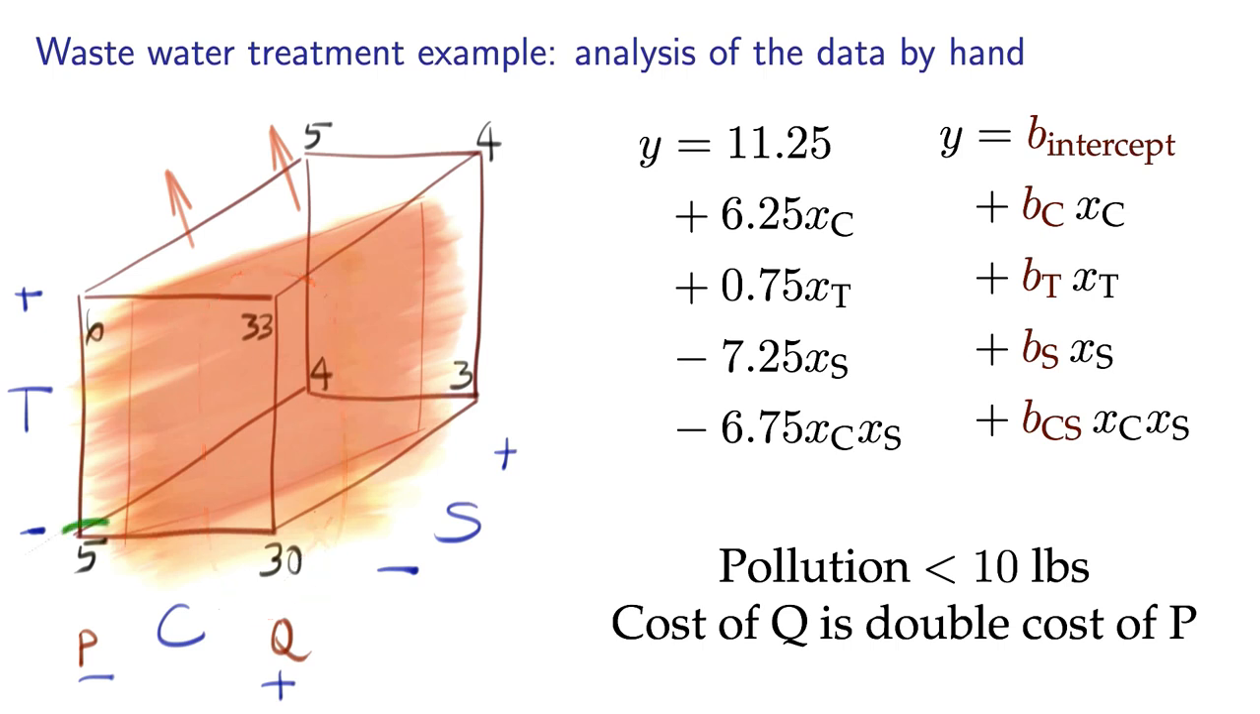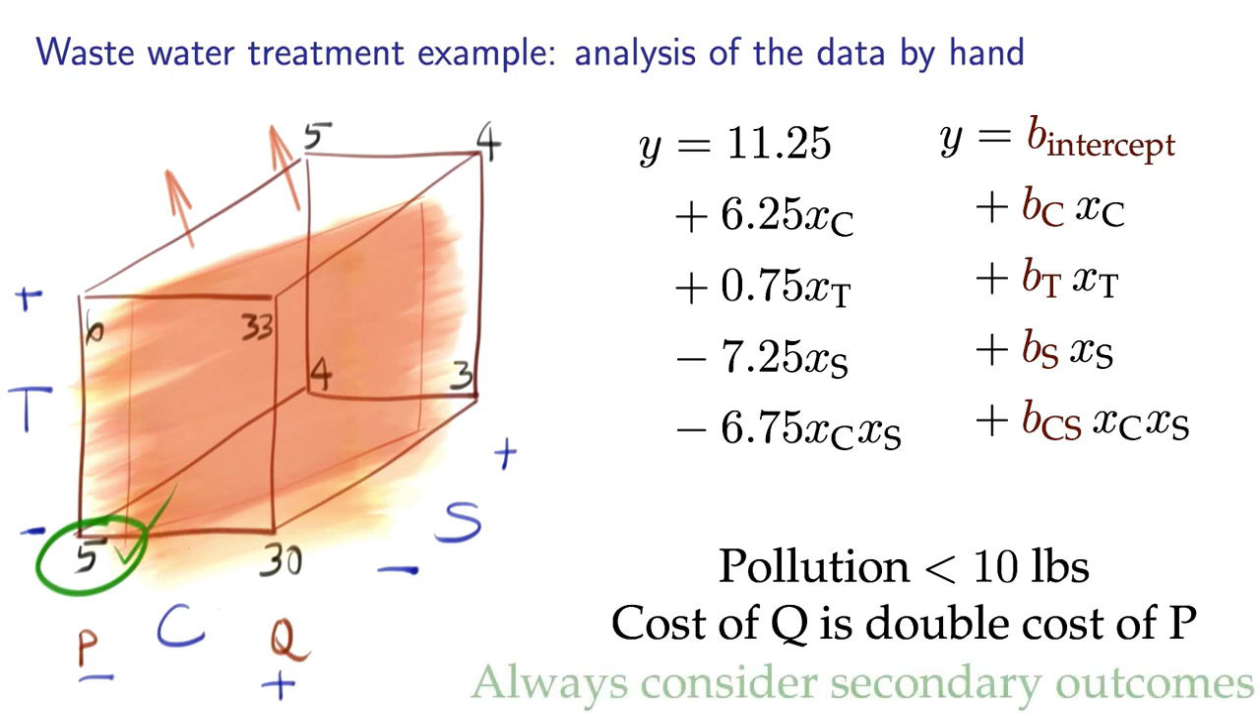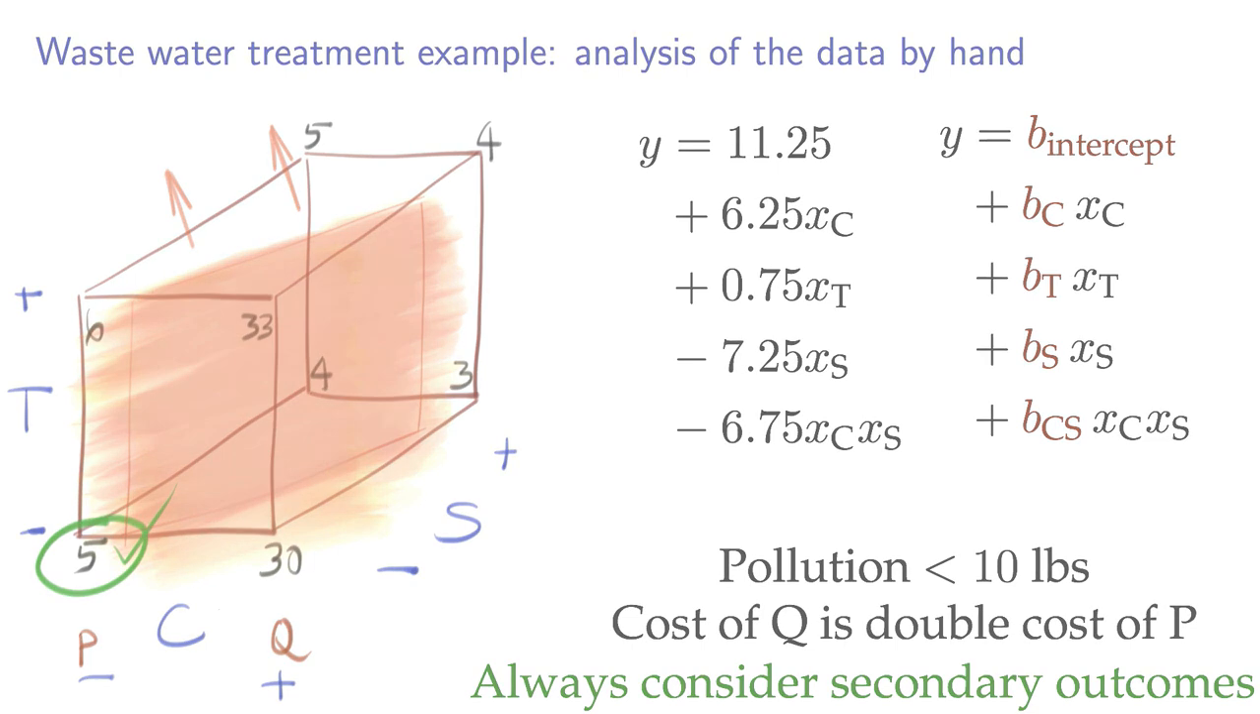In fact, it might be a whole lot more economically profitable to operate at this point over here, producing 5 pounds of pollution. We still meet the requirements for safe operation because we're below the government level of 10 units, and we use less energy for stirring and a cheaper chemical, P. Actually, what we've done here is considered an additional outcome in our mind, profit. Recognize that profits or cost often play a role in any system, so you should always be aware of the economic impact of every corner in your cube.